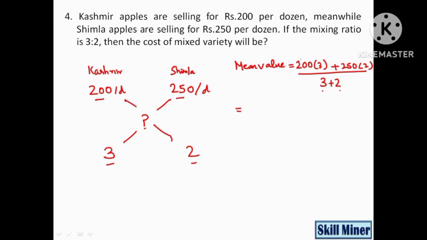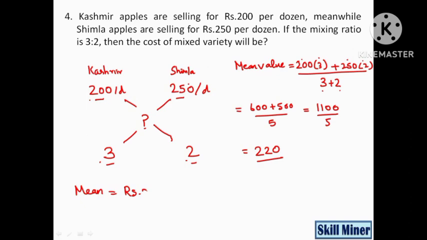This 200 I am taking from the top left corner. 3 I am taking from the bottom left corner. 250 I am taking from the top right corner. 2 I am taking from the bottom right corner. This 3 plus 2 is the addition of these two ratios. 600 plus 500 divided by 5, which is equal to 1100 divided by 5, which gives me the answer 220. So the mean value will be rupees 220 per dozen.